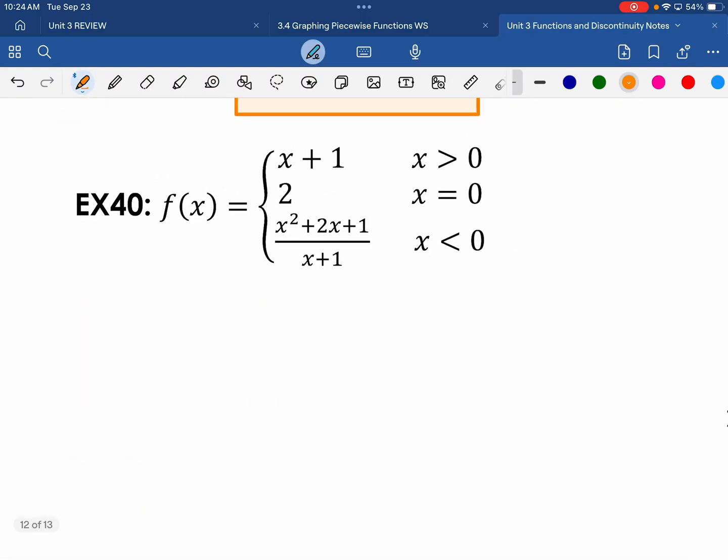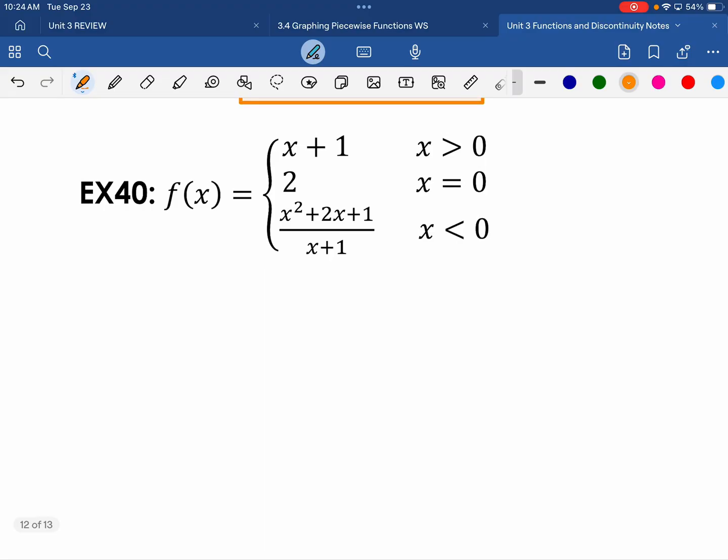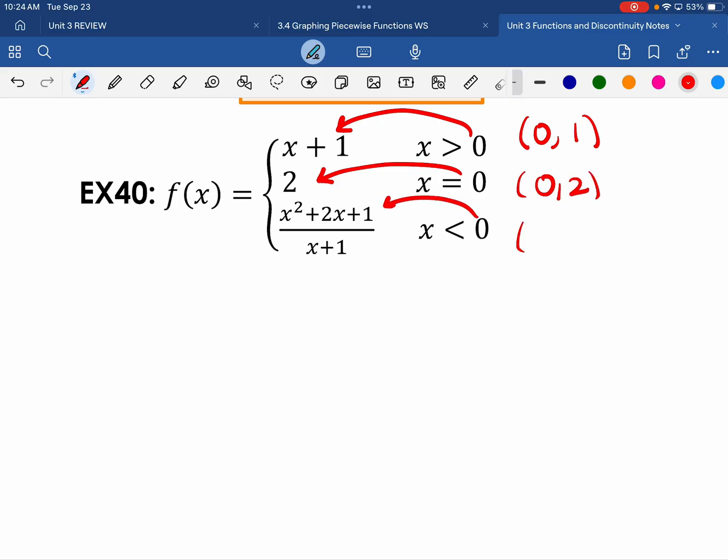All right, now the last one. This one here is the challenge question. Since it's a piecewise, the first thing I'm going to do is check my endpoints. So when I plug 0 in, what do I get? 1. When I plug 0 into the second one, what do you get? 2. And when I plug 0 into the last one, what do you get? 1 over 1, 1.